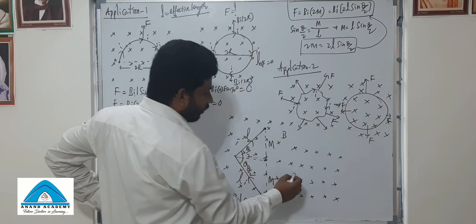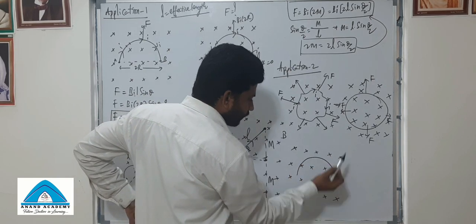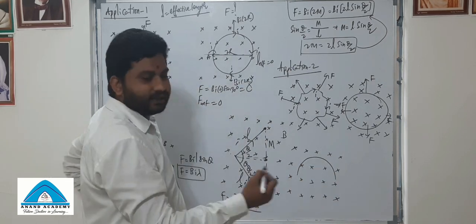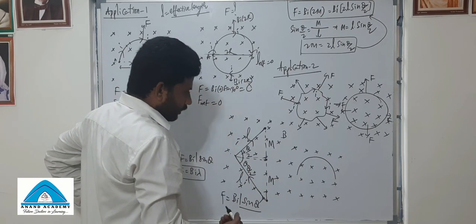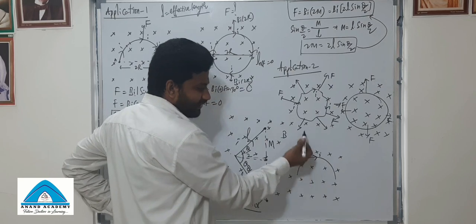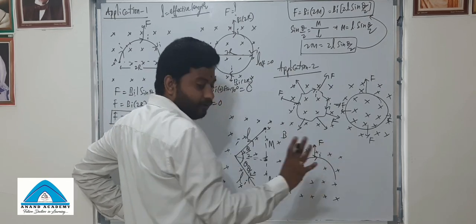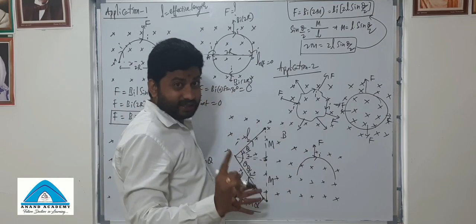I'm just taking half of the circle, right? Half of the circle having radius r. Current I is flowing here. At each and every point there is a stretching force. So that stretching force I am just representing with a single force F. At each and every point there is a stretching force, remember.